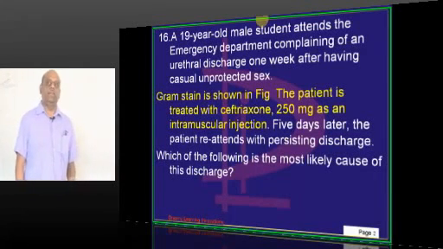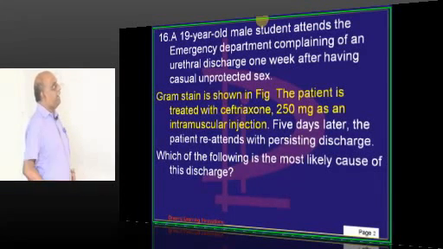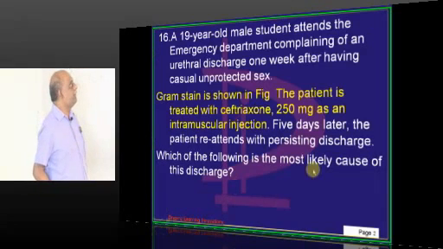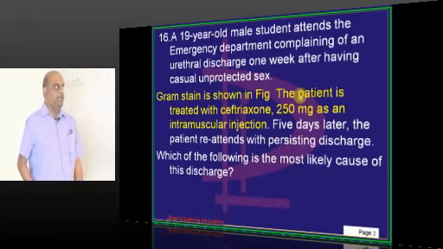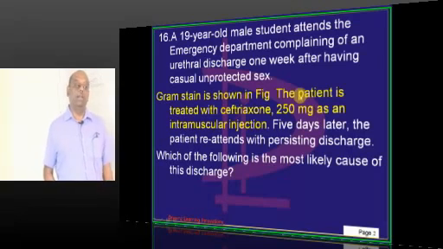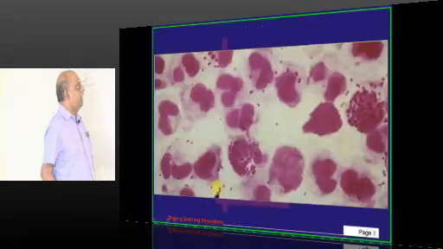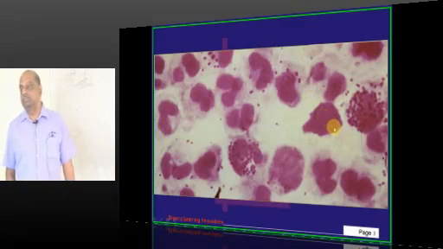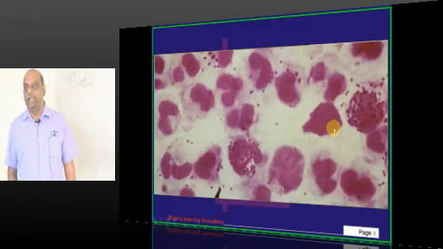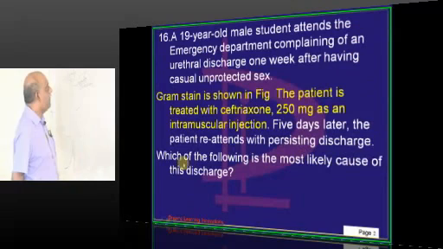A 19-year-old's Gram stain is being shown in the figure. He comes with urethral discharge of about 1 week after having a night stop of unprotected impulsive sex. What do you see on the slide? Gram negative diplococci, which are gonococci, is what you have to remember.